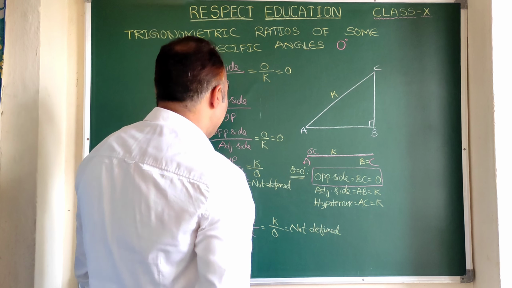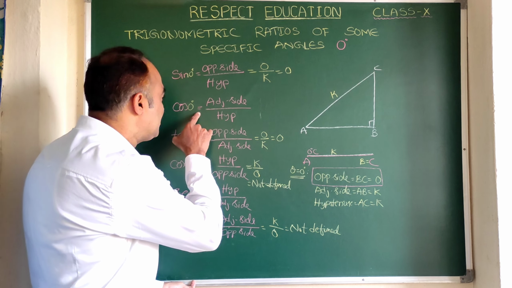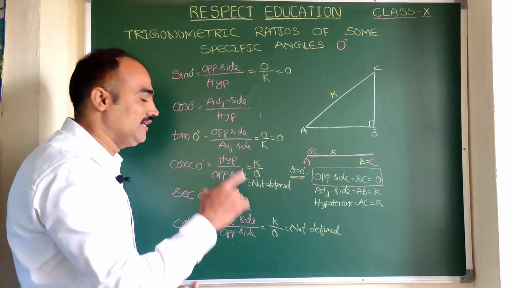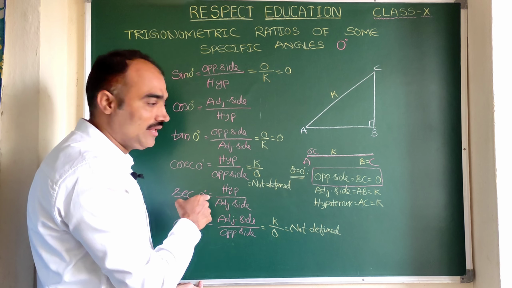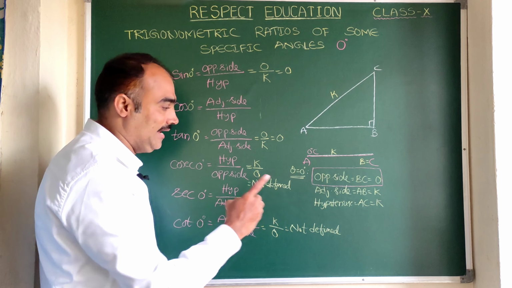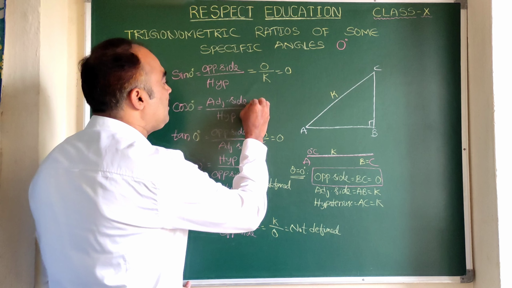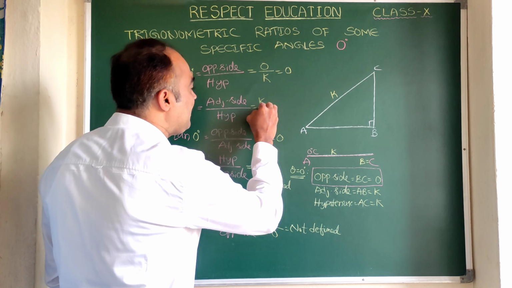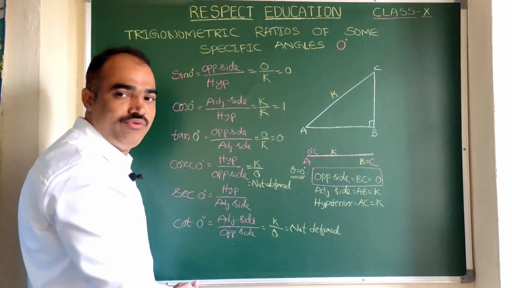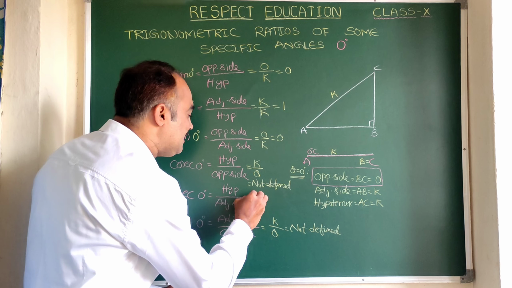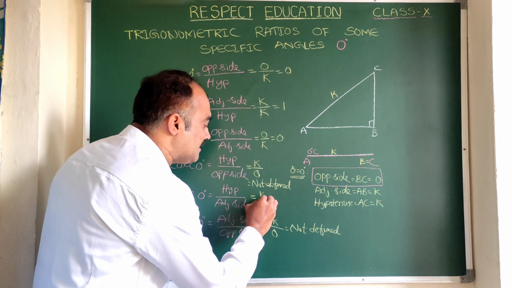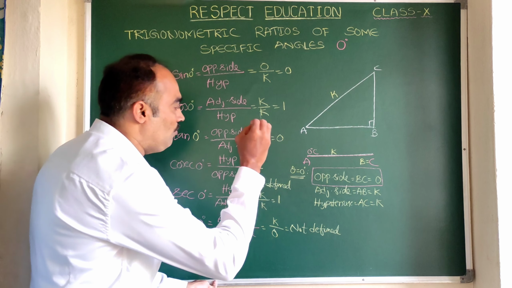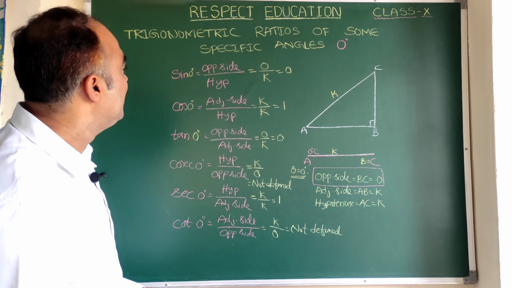So now what are still left? Cos 0 degrees and secant 0 degrees. Cos 0 is adjacent side by hypotenuse. What is adjacent side? K. Hypotenuse also K. So here what will come? K by K. On simplification you will get 1. Same way, secant 0 also. Hypotenuse is K and adjacent side is K. K by K is 1. Is there anything left? No.